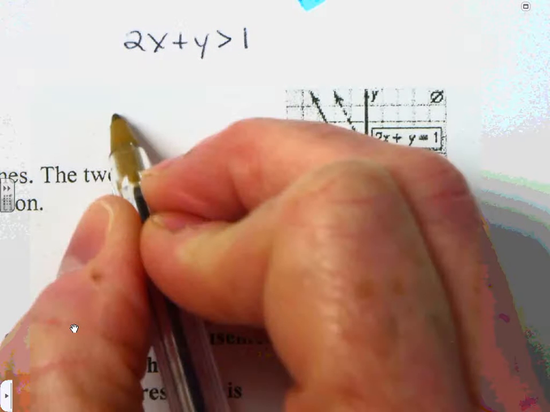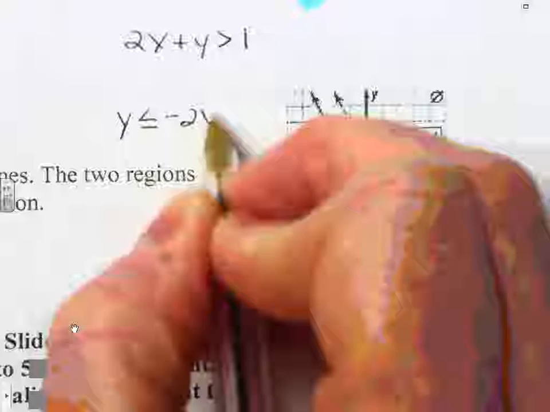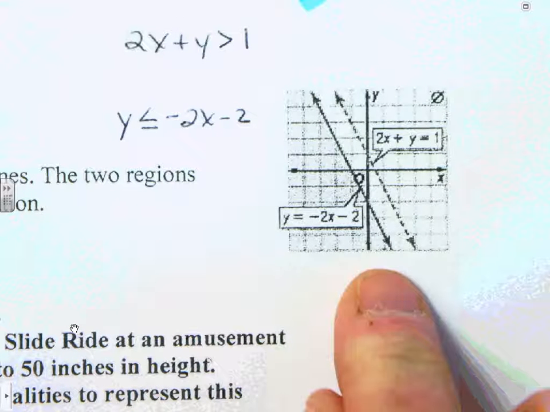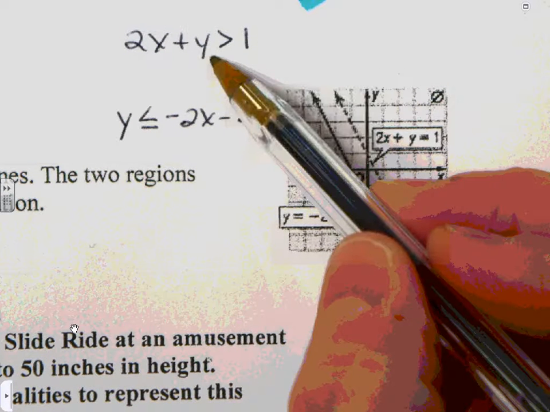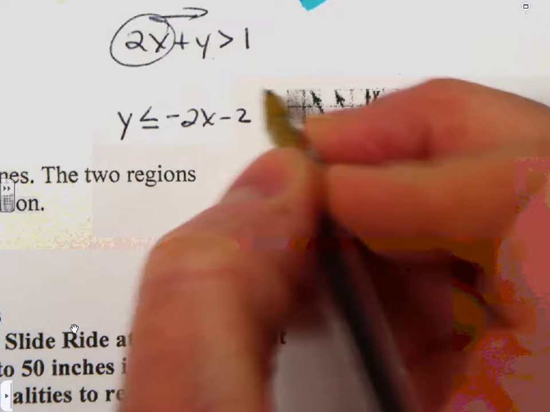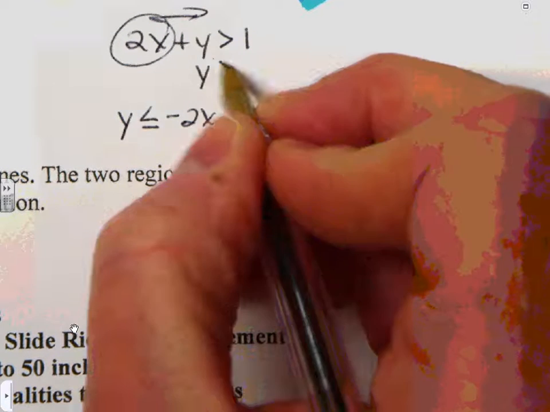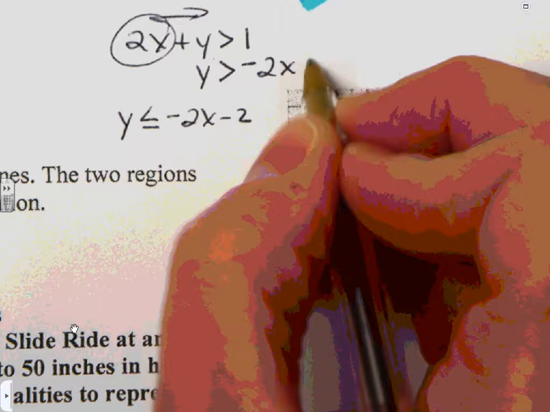2x plus y is greater than 1 is one of my problems. And the other problem says y is less than or equal to negative 2x minus 2. Obviously they've drawn it for us, but we're going to practice to get the hang of it. On the first equation, is it set up to graph properly? No. I need to rearrange it. So I need to move the 2x to the other side. So I get y is greater than negative 2x plus 1.